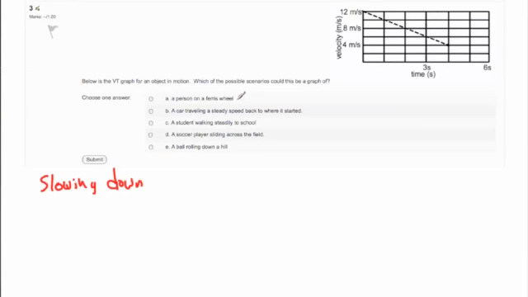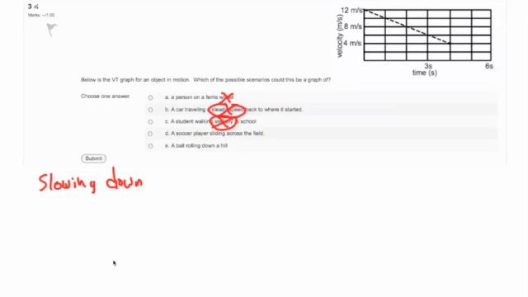A person on a Ferris wheel. Well, they're always changing the direction that they're going, and this guy has always got a positive velocity. Plus, a Ferris wheel travels at a pretty steady speed around, not slowing down, so that's out. A car traveling at a steady speed back to where it started. Who cares about that part? It says it's traveling at a steady speed. This thing is slowing down. Off.